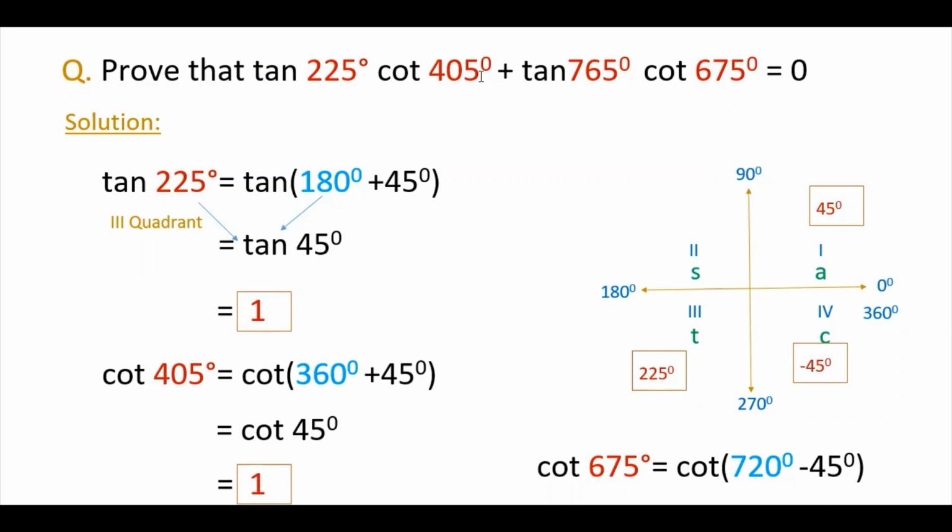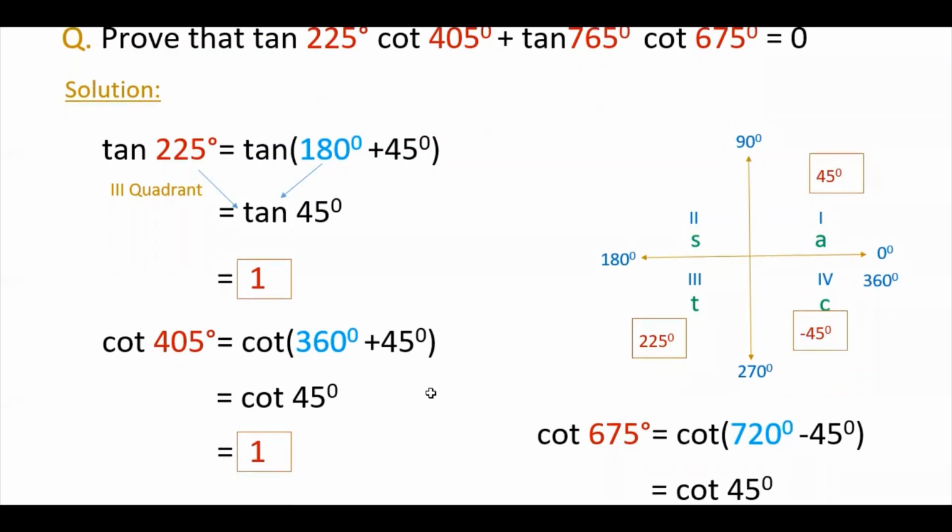And next one is cot 405 degrees. This is above 360, so you can write cot 360 plus 45. Then 360 degrees means one rotation has completed. So you can neglect this value 360 degrees and only consider plus 45. Plus 45 is in the first quadrant, where all are positive. So this is equal to cot 45 degrees. So cot 45 degrees is equal to 1.